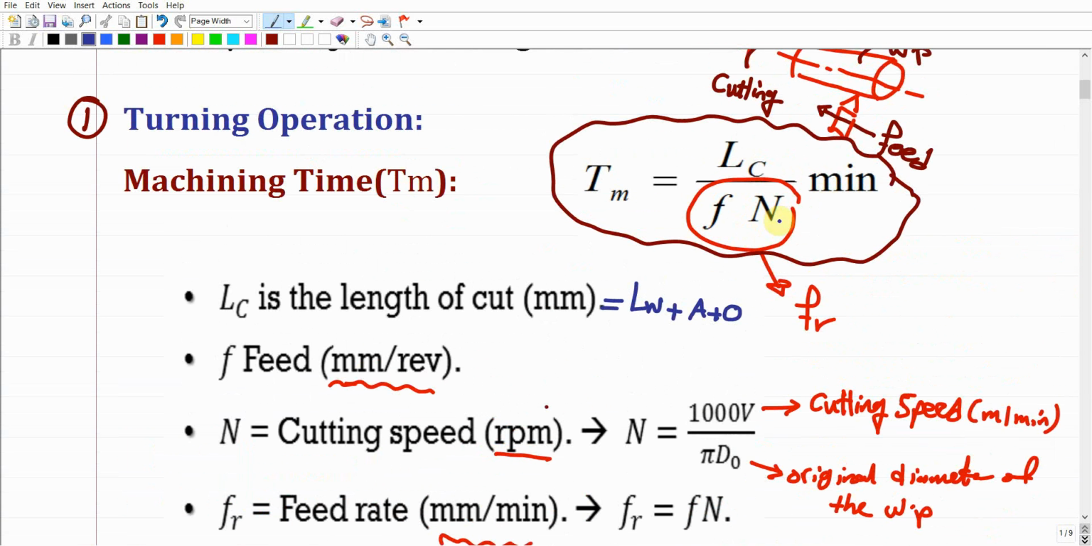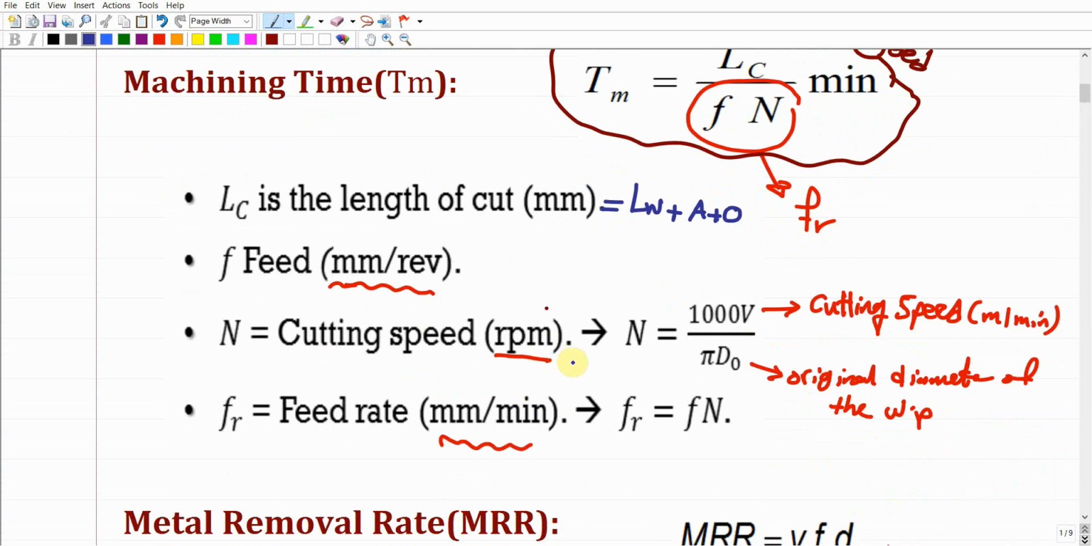Why minutes? Because you're already substituting with N in terms of revolutions per minute. Why was this given in revolutions per minute? Because V will be given to you in terms of meters per minute. So if you multiply times 1000 by V divided by pi D0, this 1000 is to convert to millimeters, because D is in millimeters and the V will be given in meters. So to have consistency in the units, we had to multiply times 1000. This 1000 is a unit conversion, just to convert from meter to millimeter.